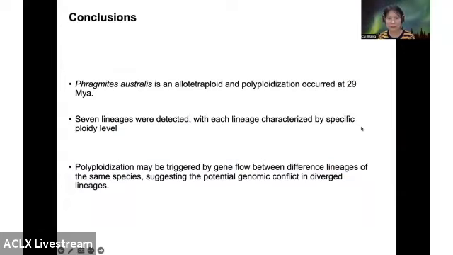So here is the take-home message. Phragmites australis is an allotetraploid, and polyploidization occurred 29 million years ago. 7 lineages were detected in this species, and each lineage is characterized by a different ploidy level. Polyploidization may be triggered by gene flow between lineages.